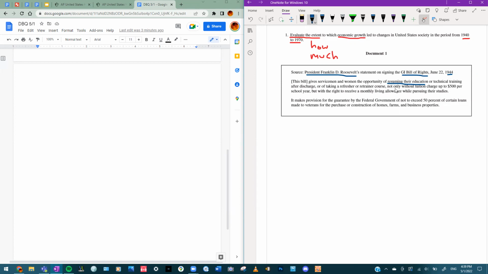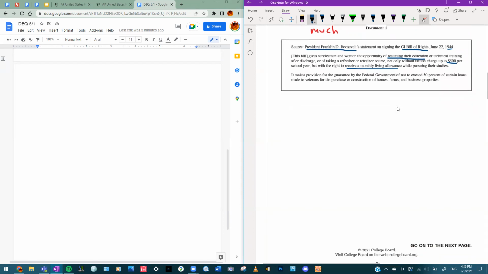And not only without tuition charge up to $500 per year, but the right to receive a monthly living allowance. Oh, well, that must mean that economic growth was occurring if they could hand out that money. Okay, all right, so that's the main things we need to know.